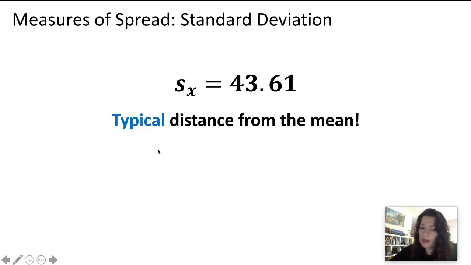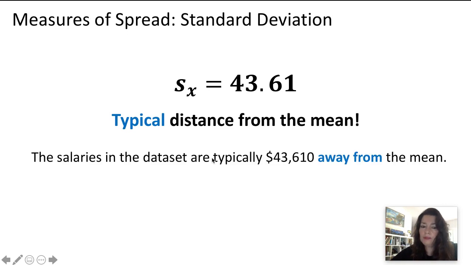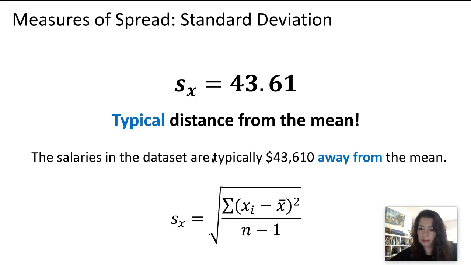So what does it mean? It is the typical distance from the mean. So the salaries in the data set are typically 43,610 away from the mean.